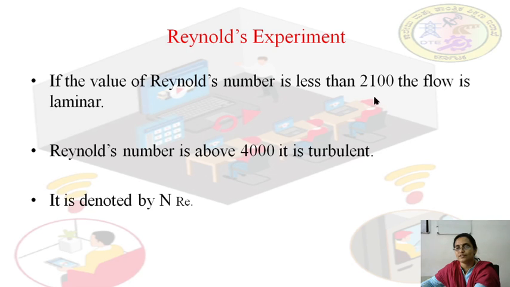So, if we calculate the Reynolds number of the fluid flow and it is less than 2100, it is said to be laminar, and if the Reynolds number is above 4000, it is said to be turbulent. It is denoted by NRe.